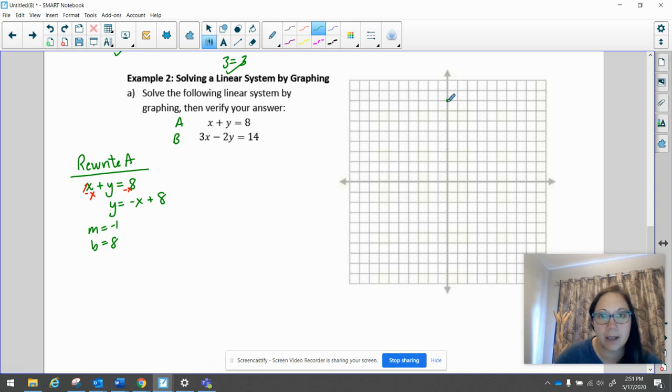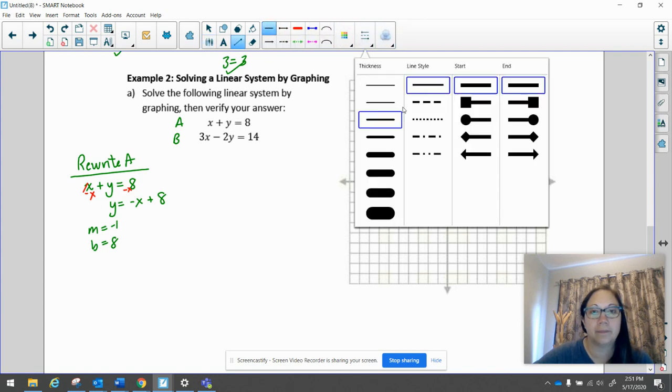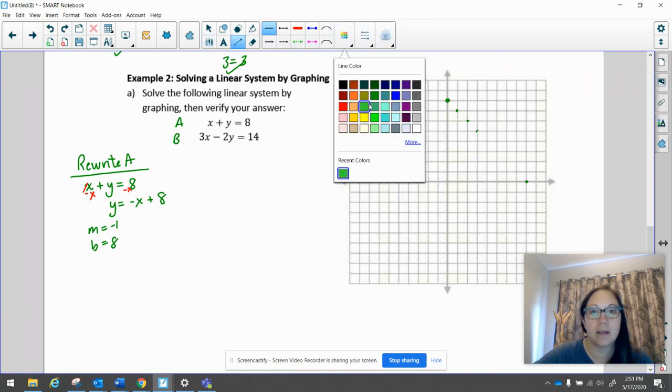So I'm going to start at 8, my y-intercept, and my slope is -1/1. So every time I go down 1, I go over 1. That eventually will take me down to this. And so I'm going to go ahead and draw that line here.